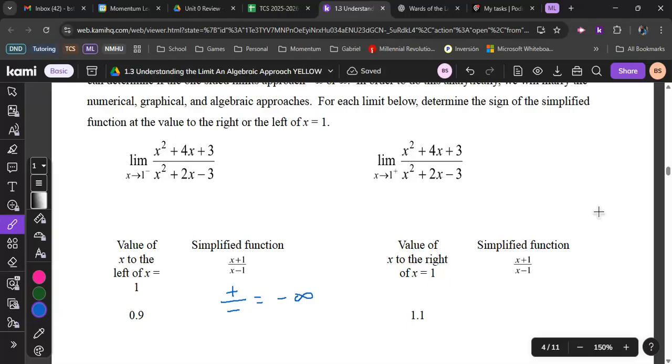Same thing here, a little bit to the right. 1.1 makes sense to me. 1.1 plus 1, positive. 1.1 minus 1, still positive. What's a positive divided by positive? So it goes to positive infinity.